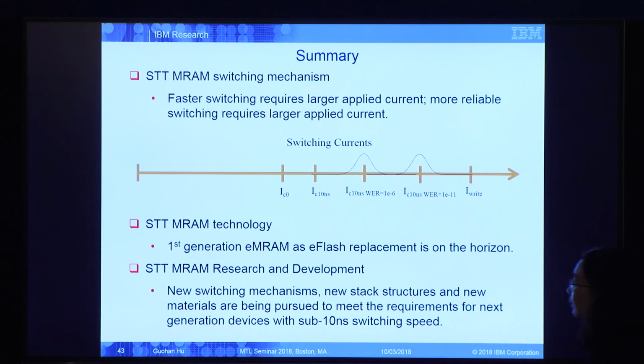And for the MRAM technology, the first generation, I think, is coming out fairly soon, in a year or two. And the research work is really trying to meet these high-speed requirements. And new switching mechanisms or new materials or new designs are really needed for the next generation to really work. That's all I have, and thank you for your attention.